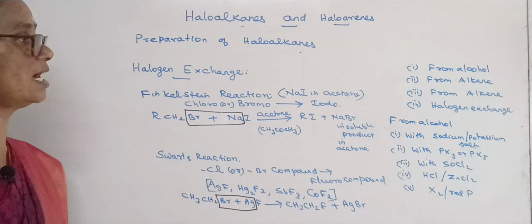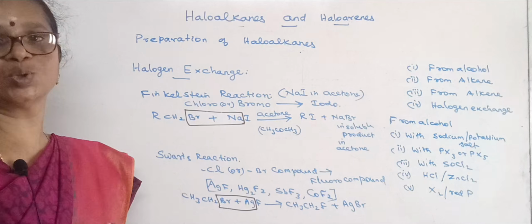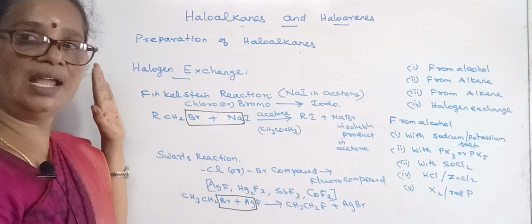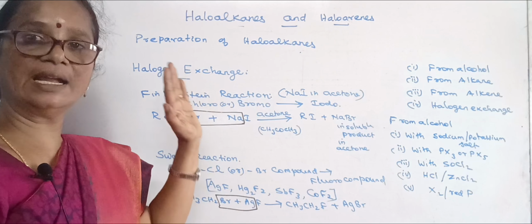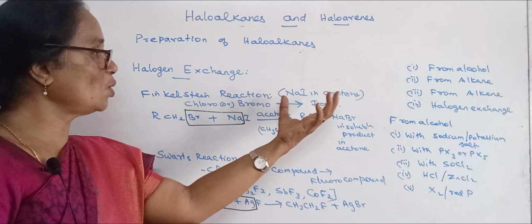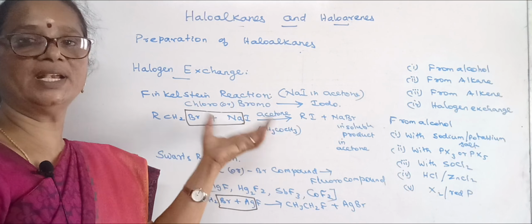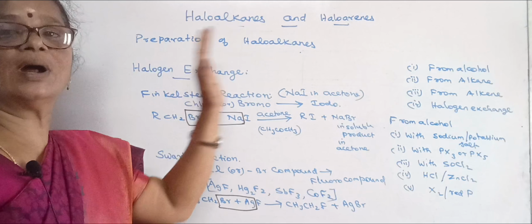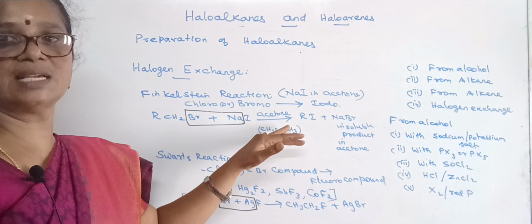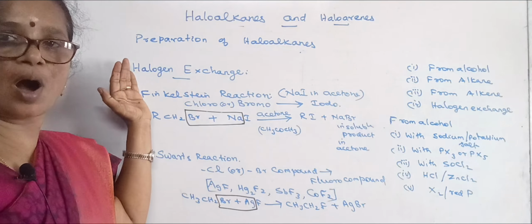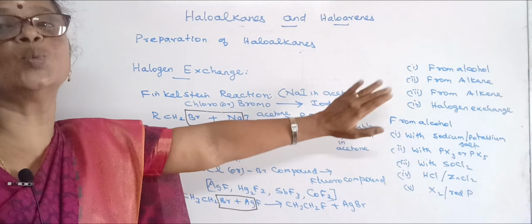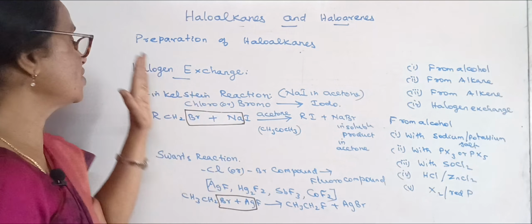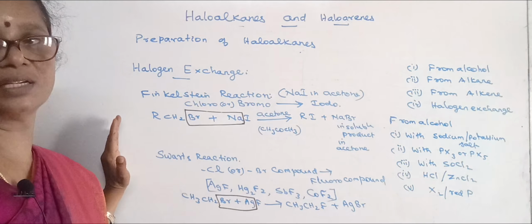Such name reactions can be understood only from their reagents, because for name reactions the reagents are highly specific. Sodium iodide in acetone you won't find in any other reaction. So name reactions can be recognized only by knowing their reagent and what kind of compound is getting converted into what kind of product. These two pieces of information we should know as far as name reactions are concerned.